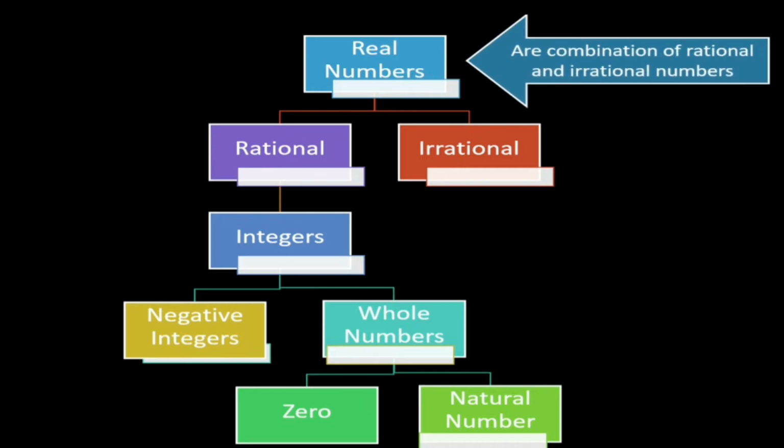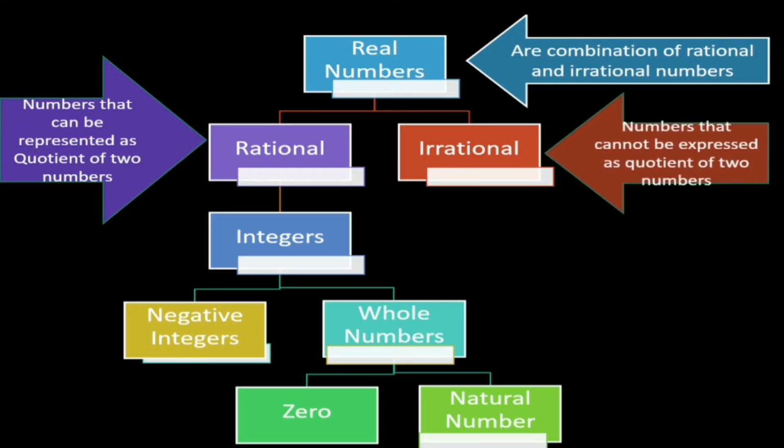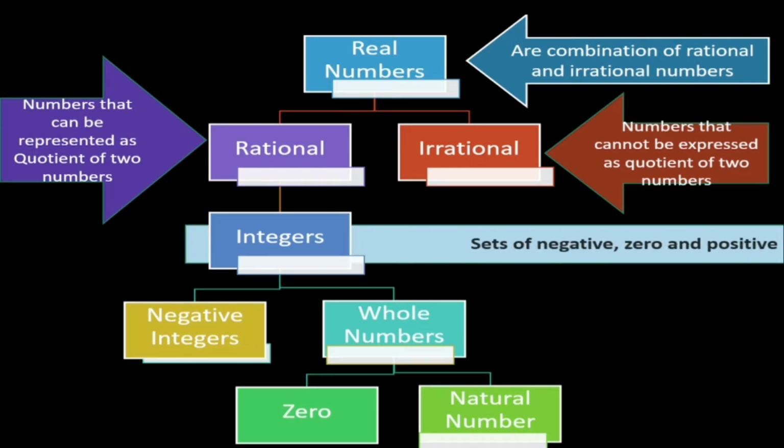First, we start with the real numbers. As you can see, the real numbers are the combination of rational and irrational numbers. When we say rational numbers, these are the numbers that can be represented as a quotient of two numbers. It can be represented in terms of a fraction, or we can write it in terms of A over B. Then we have the next one, and this is called irrational numbers. These are the numbers that cannot be expressed as a quotient of two numbers.